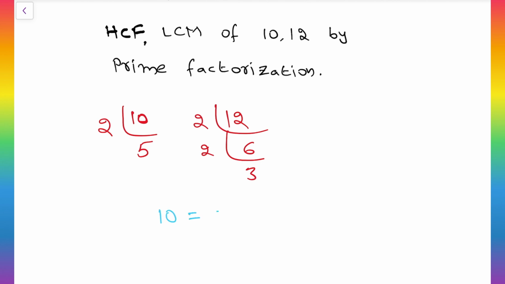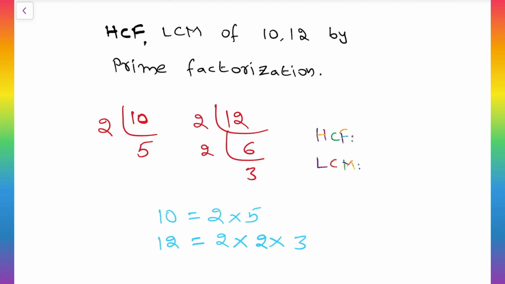10 equals 2 times 5, 12 equals 2 times 2 times 3. Now from this we need to write the HCF as well as LCM. So let us check how to write exactly. First, not to have any confusion, always go with the HCF first, it will be better. Then after that go with the LCM.